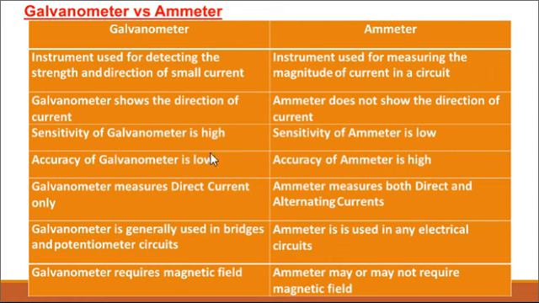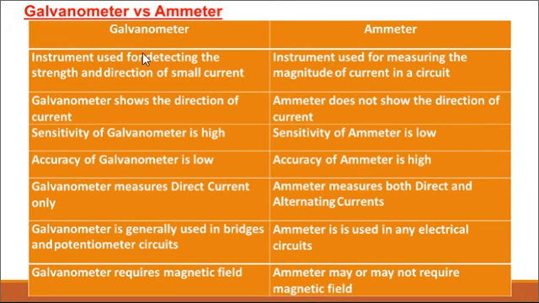Next, distinguish between galvanometer and ammeter. A galvanometer is an instrument used for detecting the strength and direction of small currents. So a galvanometer is a device to measure the magnitude of the current as well as the direction of current. And an ammeter is a device which measures only the magnitude of the current.